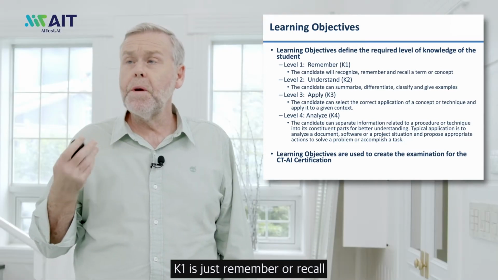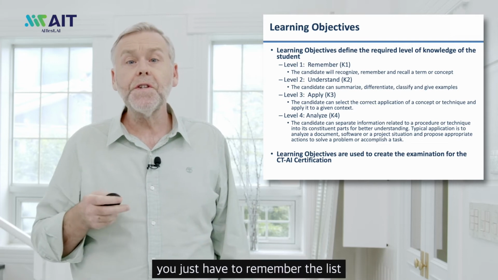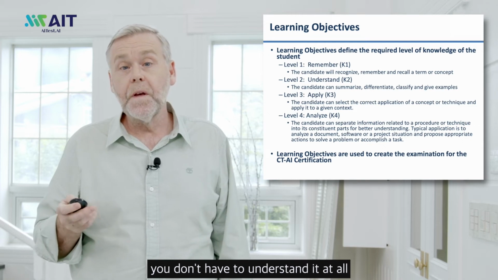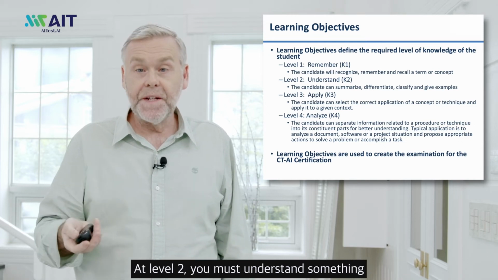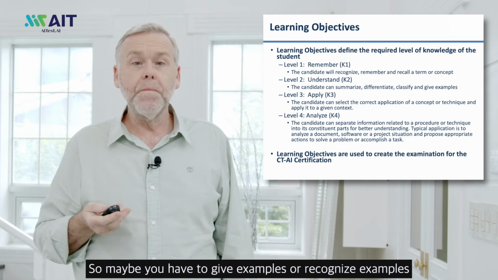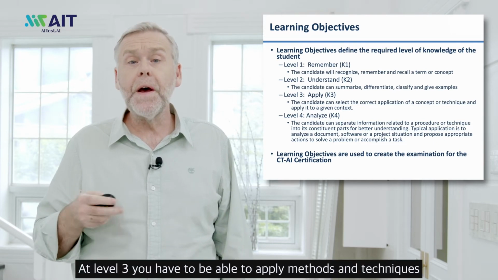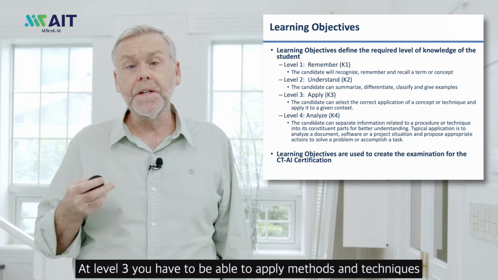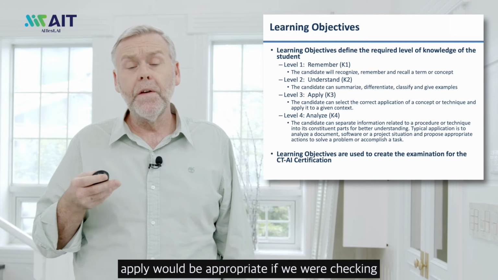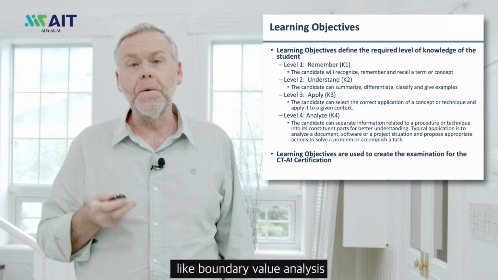K1 is just remember or recall. In this case, if there's a list, for instance, you just have to remember the list, you don't have to understand it at all. At level 2, you must understand something. So maybe you have to give examples or recognise examples that match a given situation. At level 3, you have to be able to apply methods and techniques. So from a testing perspective, apply would be appropriate if we were checking whether or not you could apply a test technique, like boundary value analysis.